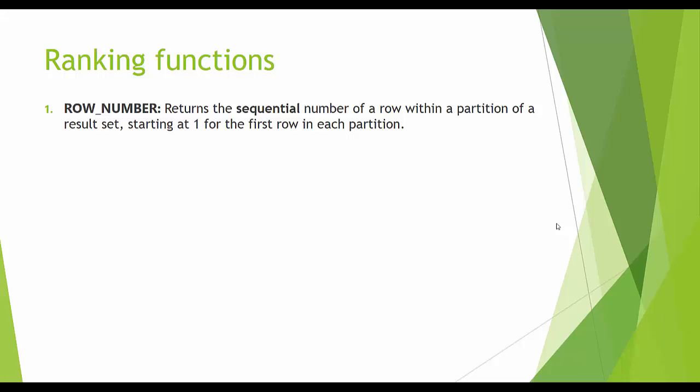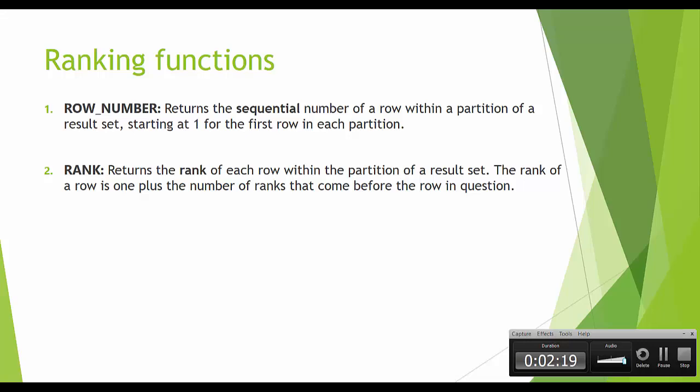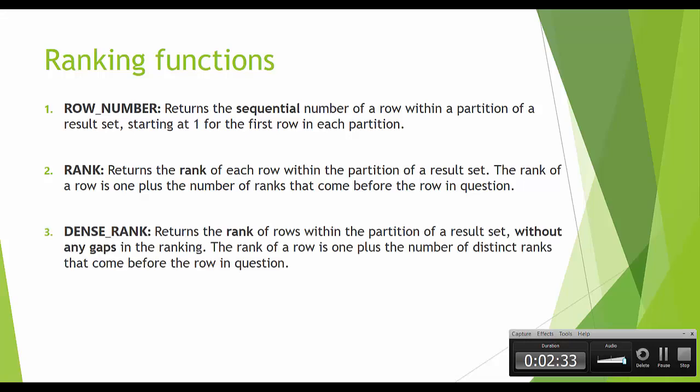So the first ranking function is ROW_NUMBER. ROW_NUMBER is a function that returns a sequential number for a particular partition or a result set, starting with 1. The second function is RANK. RANK returns the rank of each row instead of the sequential row number. It gives you the rank, literally the rank of each row in that partition or result set. DENSE_RANK is similar to RANK, but you will not see any gaps in the ranking sequence.